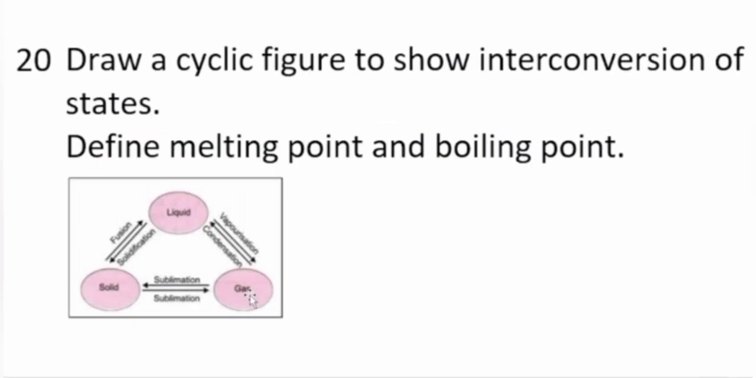Draw a cyclic figure to show interconversion of states. Define melting point and boiling point. Here you can see the diagram of interconversion of different states of matter. Liquid on vaporization becomes gas. Gas on sublimation becomes solid. Solid on fusion becomes liquid. In the same way, liquid on solidification becomes solid. Solid on sublimation becomes gas. Gas on condensation becomes liquid back.